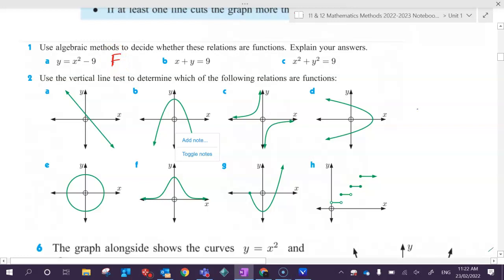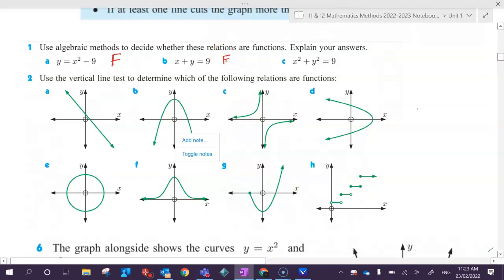x plus y equals 9. What sort of relation is that? If you wanted to describe it, what would you call it? Straight line, linear equation, yeah, anything like that. When I put in a number for x, there's only going to be one possible value for y. Terrific. That's going to be a function.